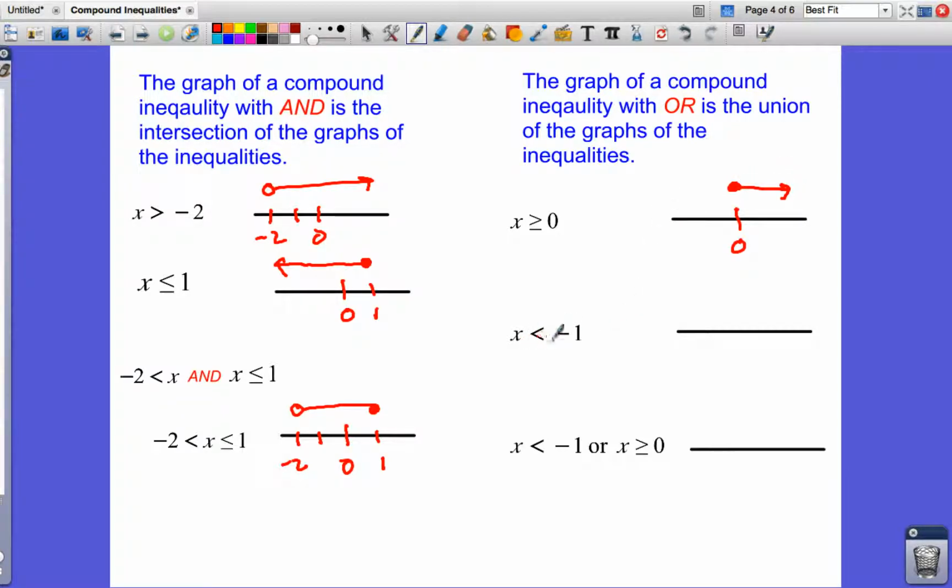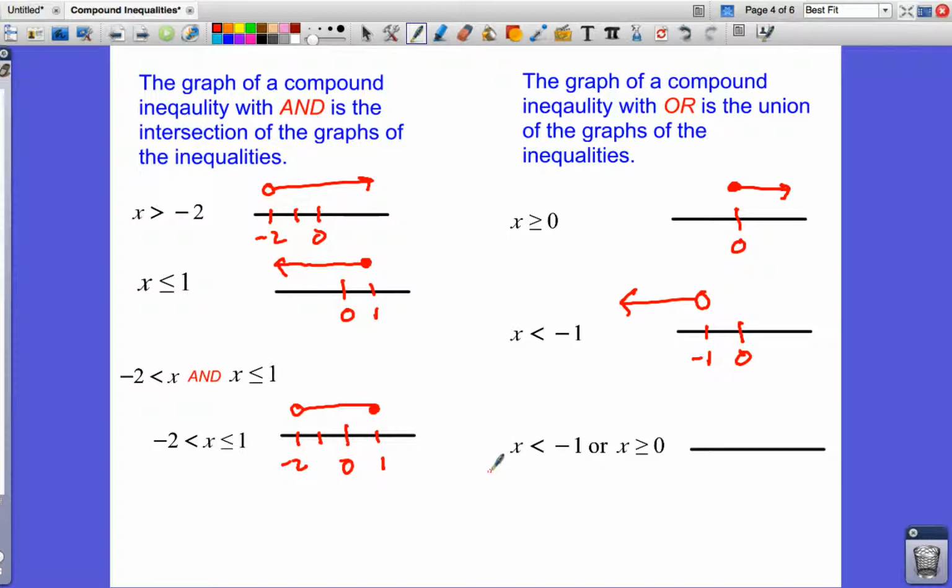And then I have that graph x is less than -1. Well, let's put here 0, -1, less than -1. There's my graph. Well, if I were to combine these two, but with the word OR in between, so it's not an AND, it's not an intersection, it's going to be a little bit different.